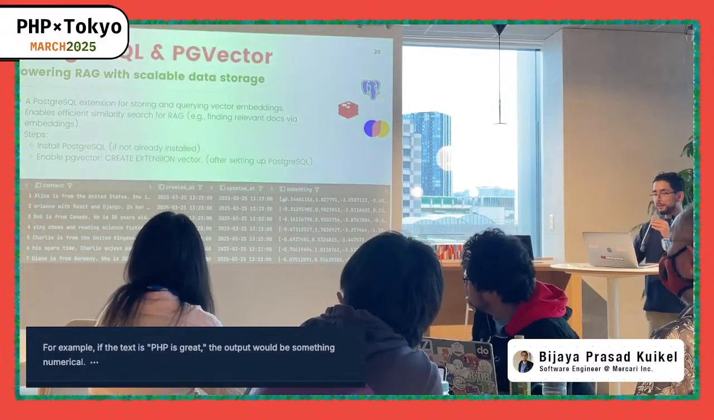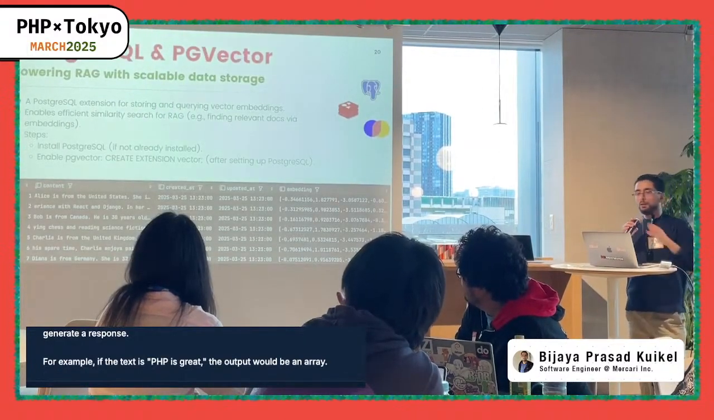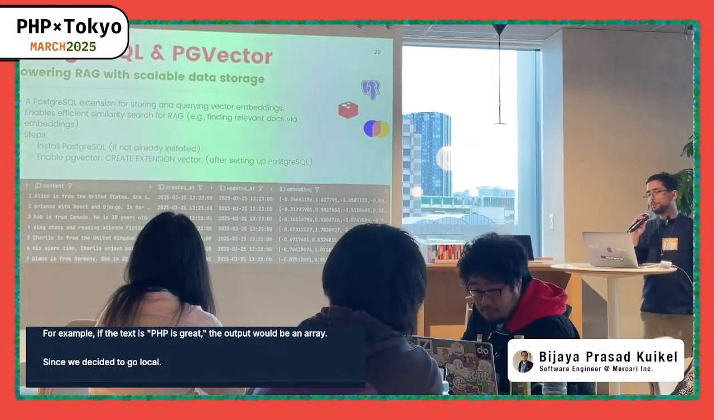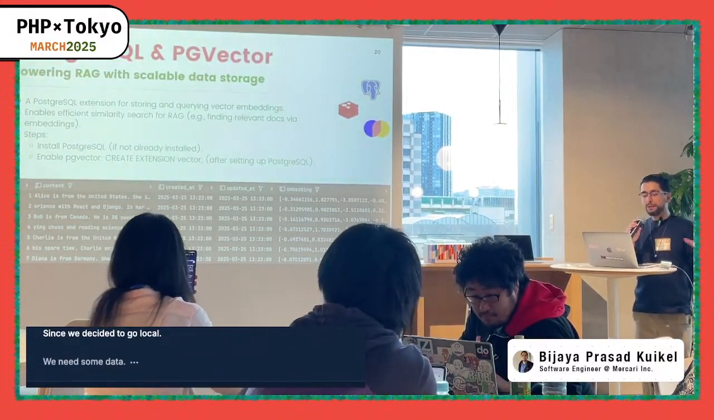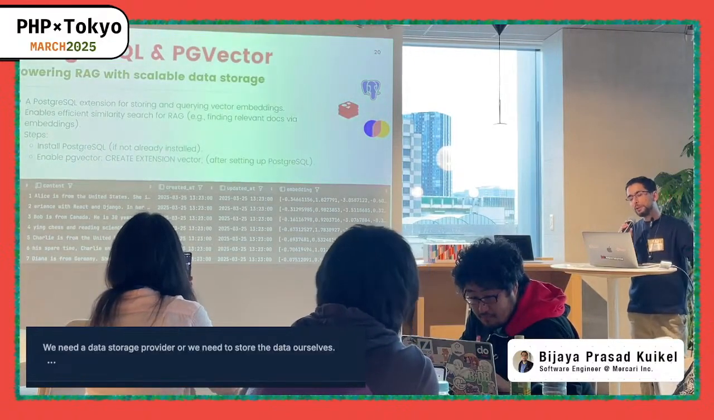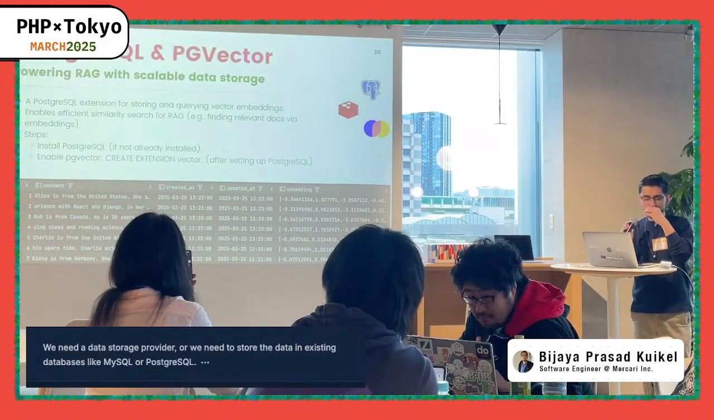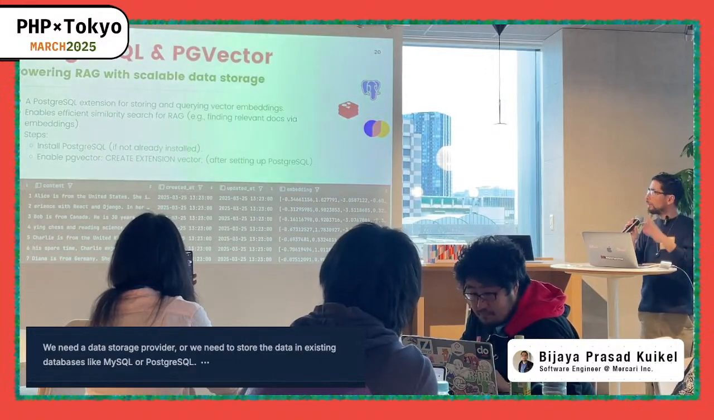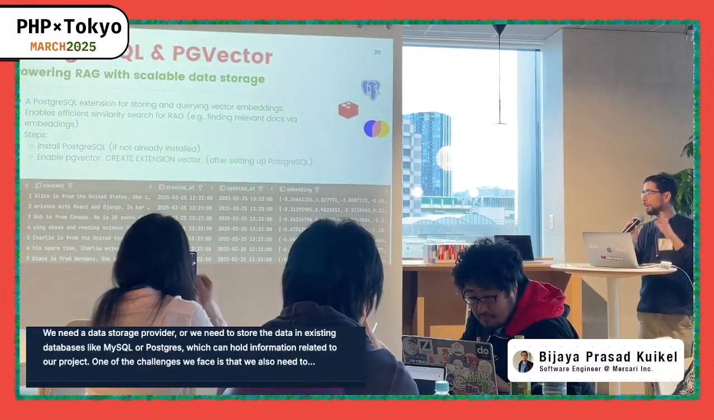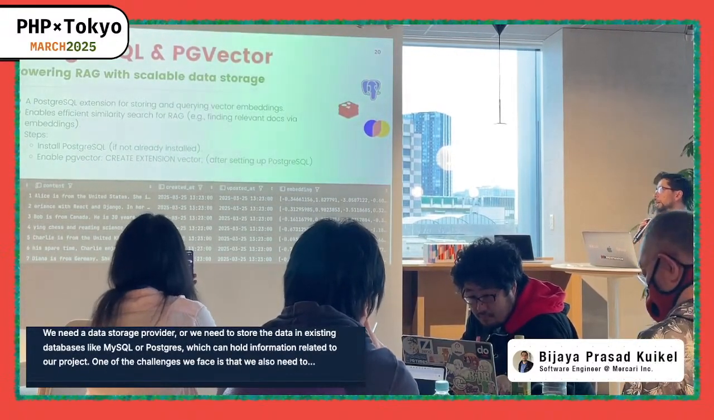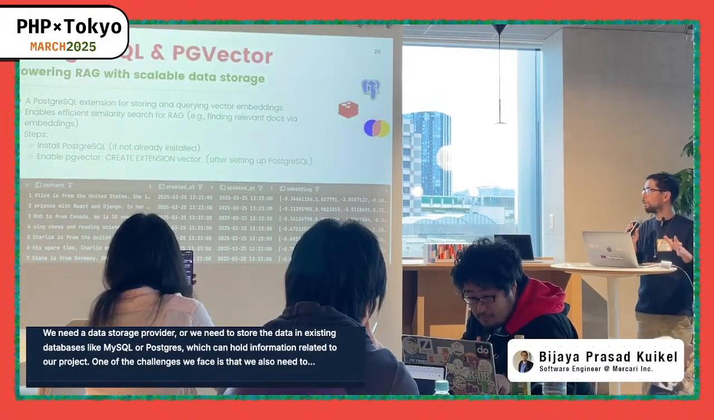So the next thing, since we decided to go local, we need some sort of data storage provider. We need to store the data somewhere. We already have different databases like MySQL or Postgres, which can store the information related to our project. One of the challenges is that we also need to store the embeddings. Whatever the text or data we have, we need to make sure that it is properly embedded and stored in our database. That gives us more control.